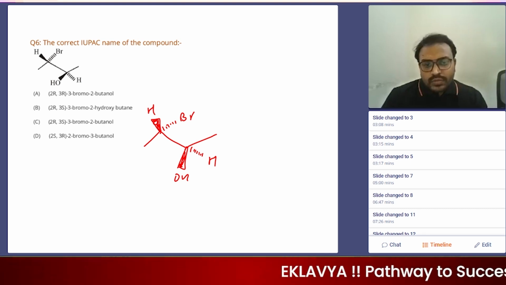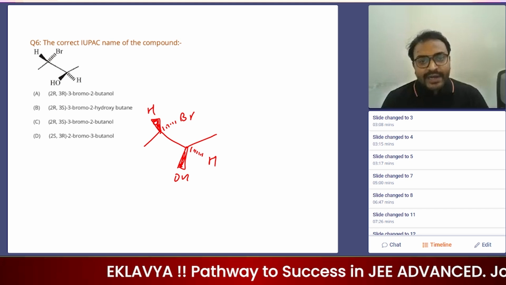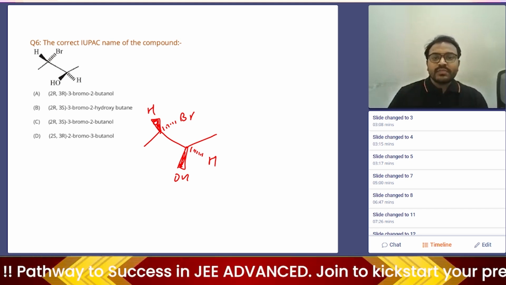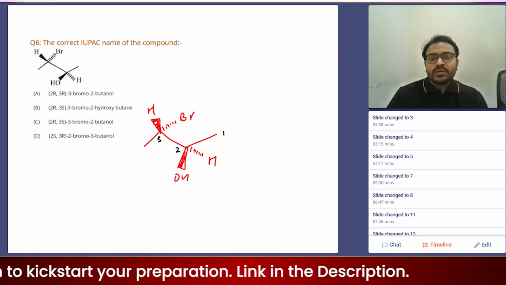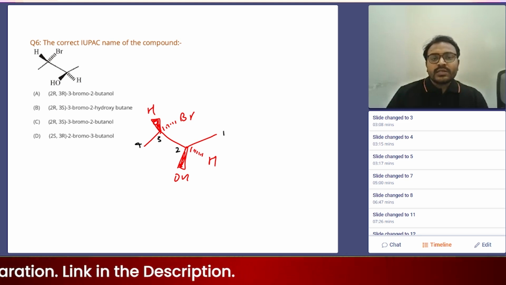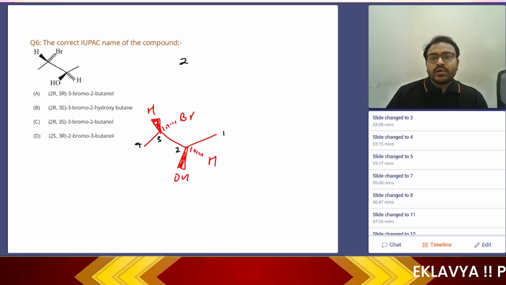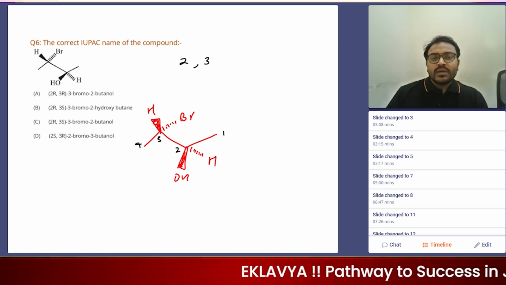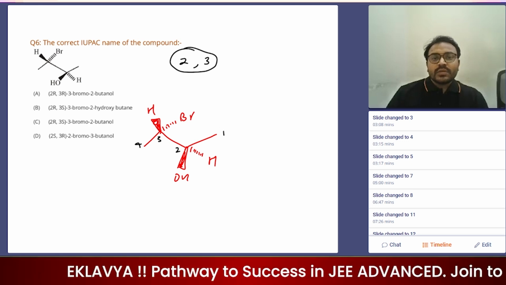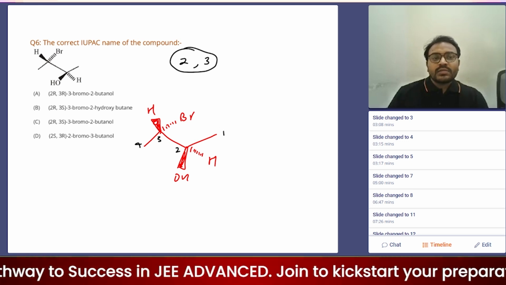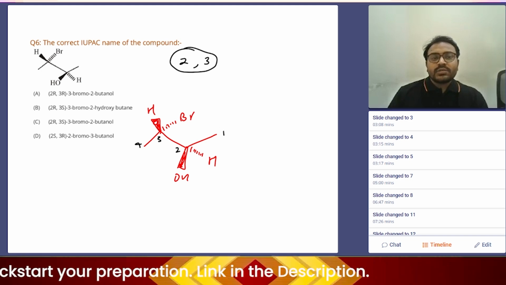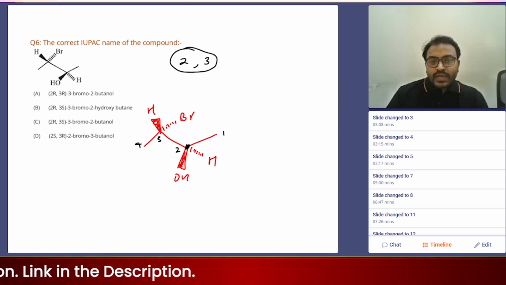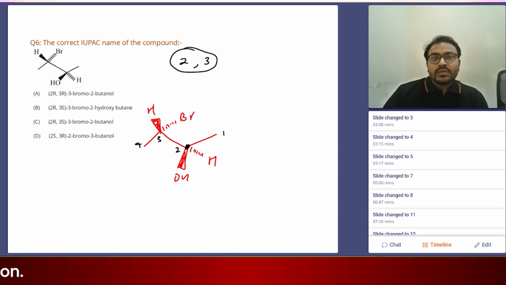Okay, so we know that in IUPAC nomenclature the priority is given to OH, so that's why we are starting numbering from this carbon. This carbon is 1, 2, this is 3, and this is the fourth carbon. So we have to determine the configuration for the second carbon and third carbon, because in the options it is given as 2R,3R, 2R,3S, 2S,3R, right? So first we calculate for the second carbon.